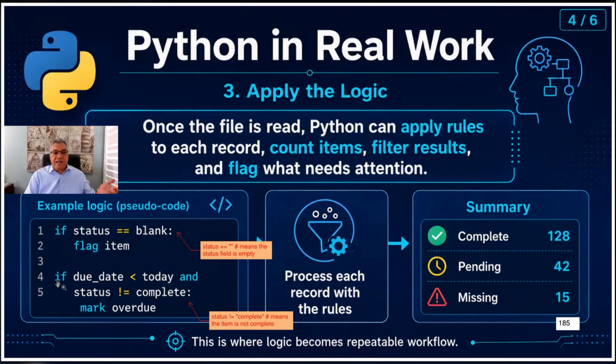You can also say if due date is less than today and status is not equal to complete, mark overdue. If the item is overdue, mark it as overdue based on today's date and based on the due date that I'm providing you. So let's see a real example here.